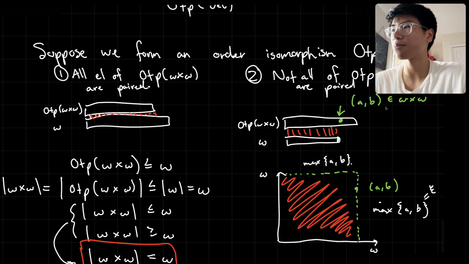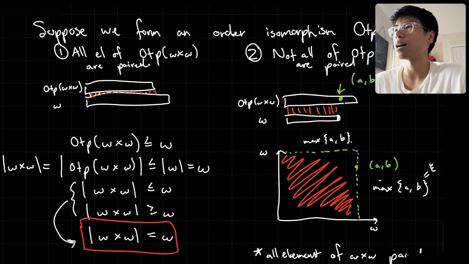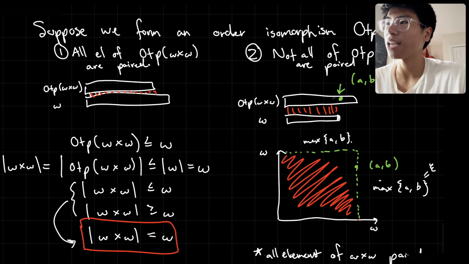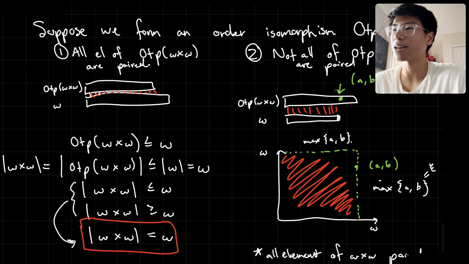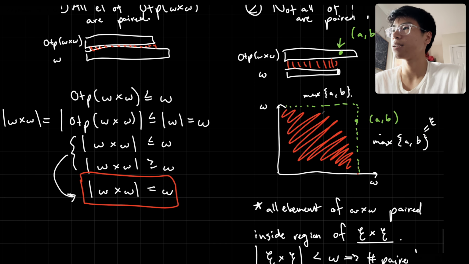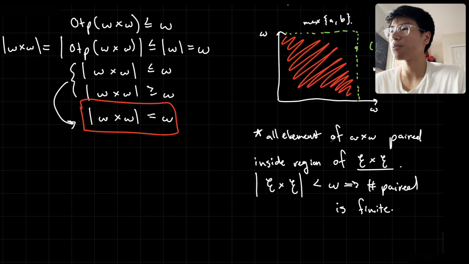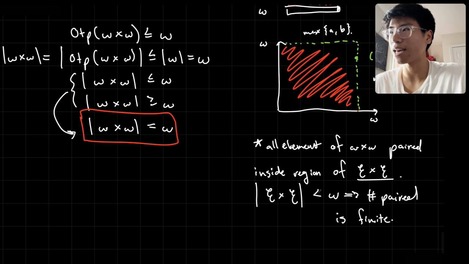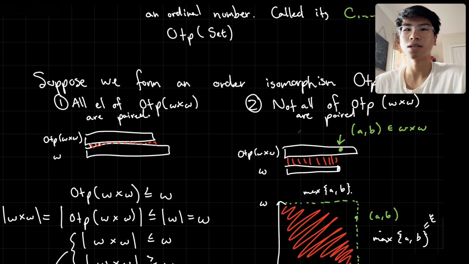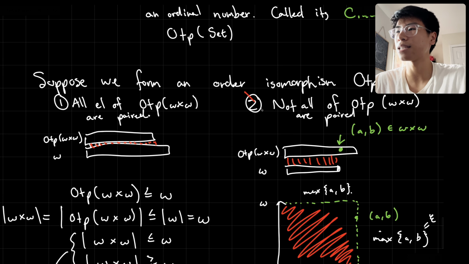So what we conclude from here is a contradiction. If not all of the order type of omega crossed with omega is used, a point A, B, which is an upper bound, is identified, for which you can find the upper bound of the number of elements that are paired, and we derive a contradiction by saying that that region is finite. So it's the case that this second example cannot be.